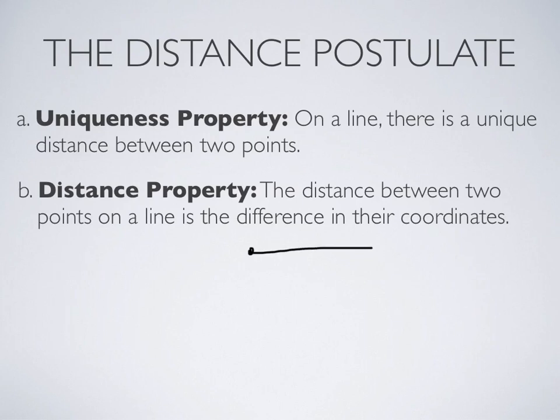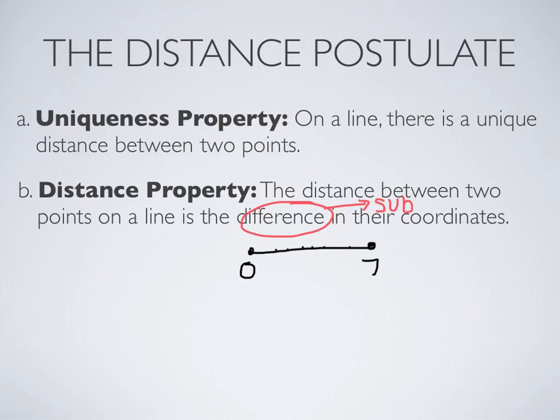So I can take this line and say, okay, I'm going to call this point 0 and I'm going to call this point 7, and then I could technically number all these points in between. And so then to find the distance between them, I would find the difference in the coordinates. And remember, difference means subtract.